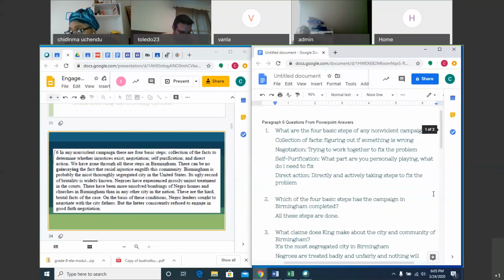Trying to see what's going on, on their own, like self-purification. They're talking about trying to see what the problem is with them before they do the negotiation and the direct actions. I mean, that's what they're saying about themselves, because it says self-purification. I don't understand if they were talking about, you know, his own Negro community.